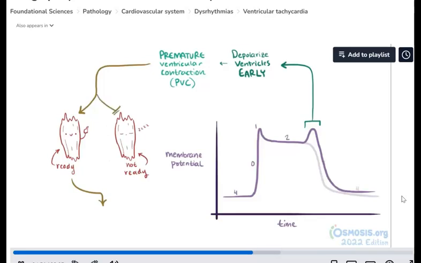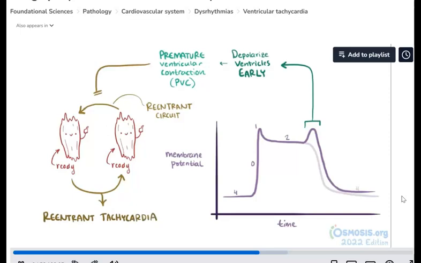Then at some point when those not ready cells come around, the wave of depolarization can double back, potentially creating a re-entrant circuit, which leads to re-entrant tachycardia, which are super fast heart rates that can happen because the signals might propagate around in a circular way, over and over and over again.